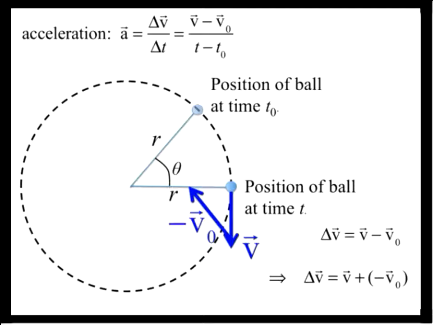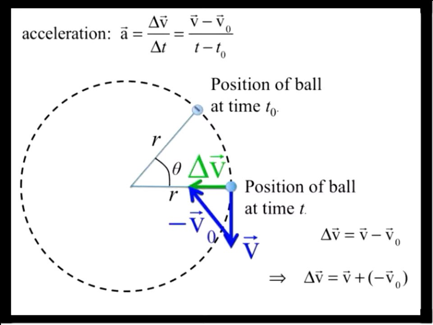Since the two vectors are drawn tail to head, the resultant vector delta v is drawn from the tail of the first vector to the head of the second one. The direction that delta v points will correspond to the direction of the acceleration. Here we see that delta v points in toward the center of the circular motion, and so does the centripetal acceleration. In this simple illustration, we have assumed that theta is small.